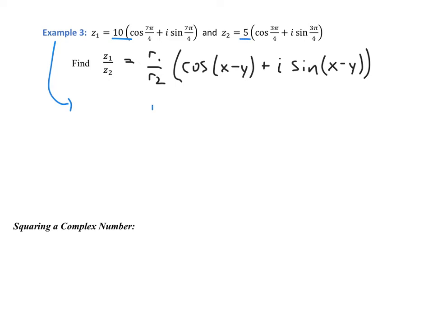All right, so if I apply it to example 3 then, I'm going to start out with 10 divided by 5. I am then going to do the cosine of 7 pi over 4 minus 3 pi over 4.